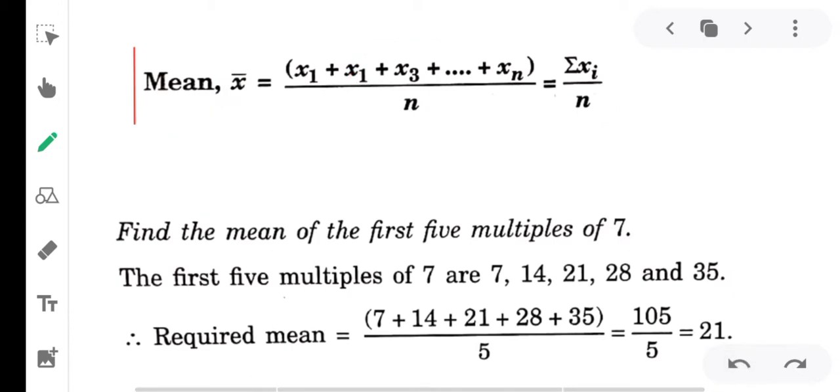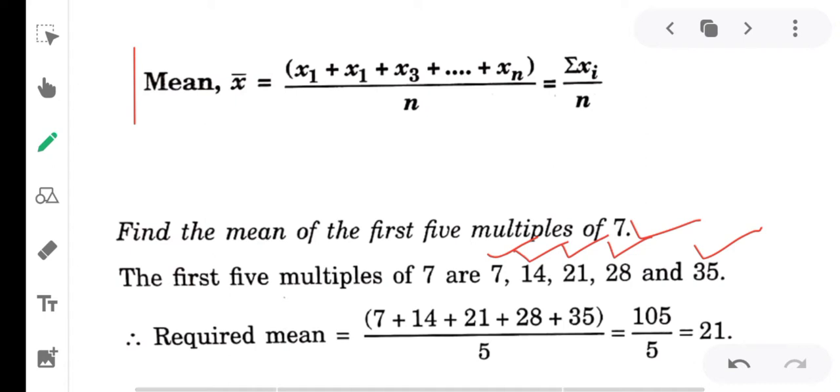Okay, now look at the example. Find the mean of the first 5 multiples of 7. So the first 5 multiples of 7 are 7 into 1, 7; 7 into 2, 14; 7 into 3, 21; 7 into 4, 28; 7 into 5, 35. Okay, so these are the first 5 multiples of 7. Then you need to find the mean.